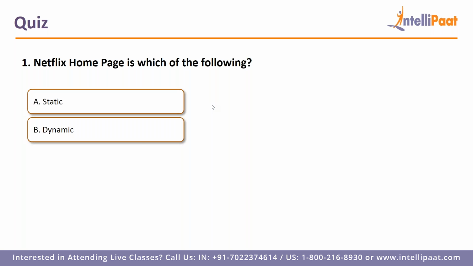So basically it shows you the skeleton of the page and the most viewed movies, the images, the information about those images, all of this is gotten from the API and it's just populated there. So it's a dynamic one. Those of you who answered the option B, dynamic, are correct.